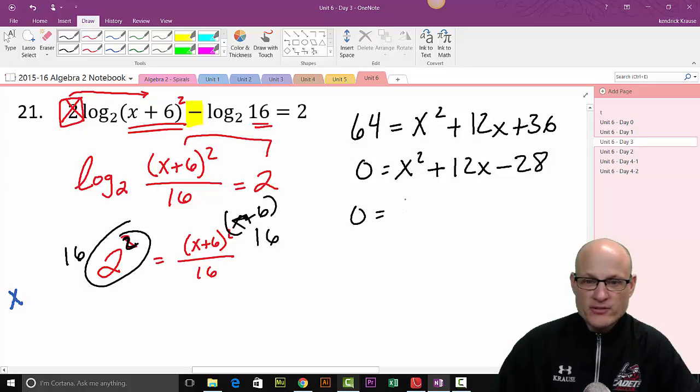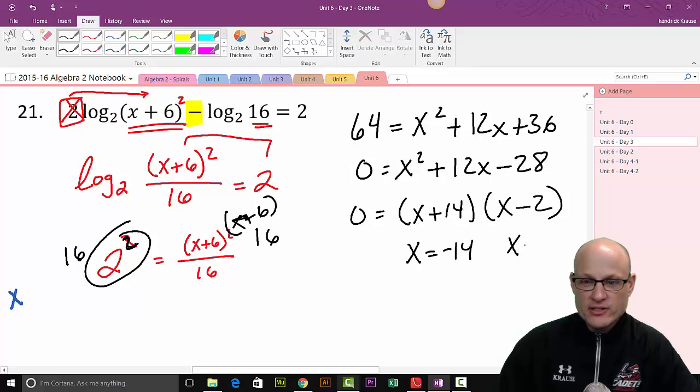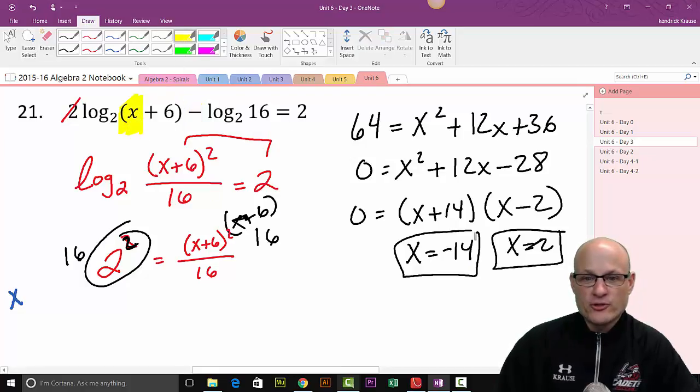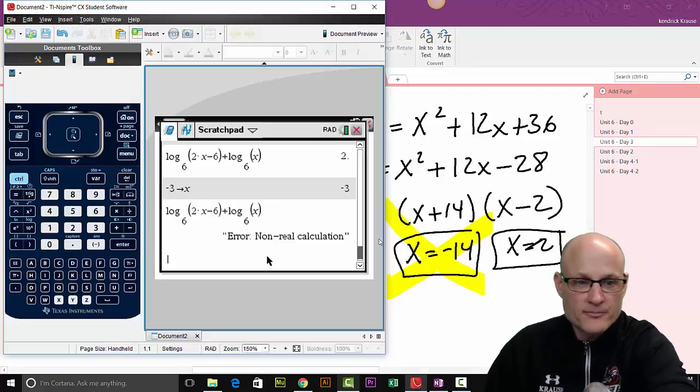So this factors pretty easy. x plus 14, x minus 2. So my two answers are x equals negative 14 and x equals 2. Now, if I go back to the original and I plug in negative 14 there, I'm pretty sure you realize that's going to cancel. That's going to give me an error. But the 2 looks like it'll work.